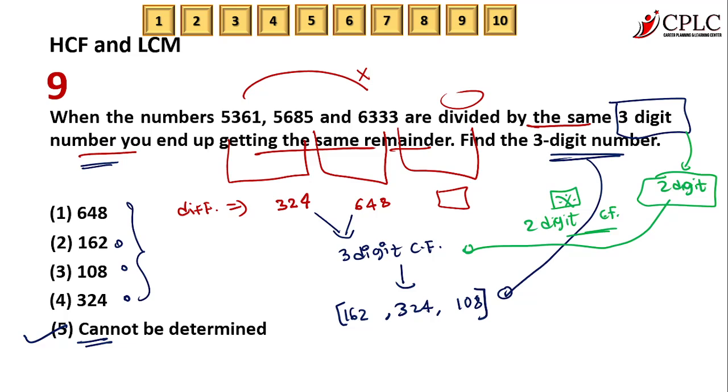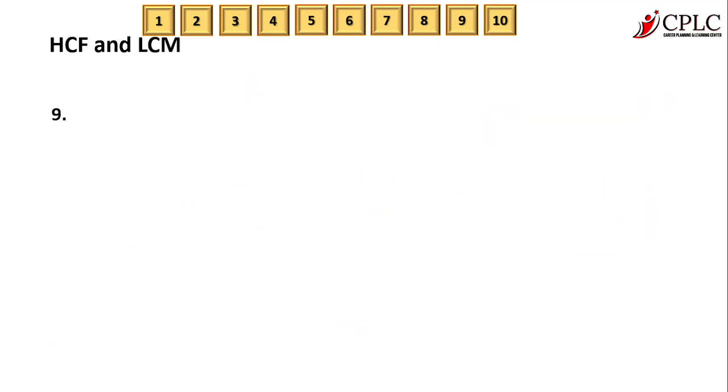I hope you guys are understanding whatever we are discussing and the way that we are discussing. So these were the three questions that I spoke about, as we said, one of its type, three questions basically. Now let's try the next one.